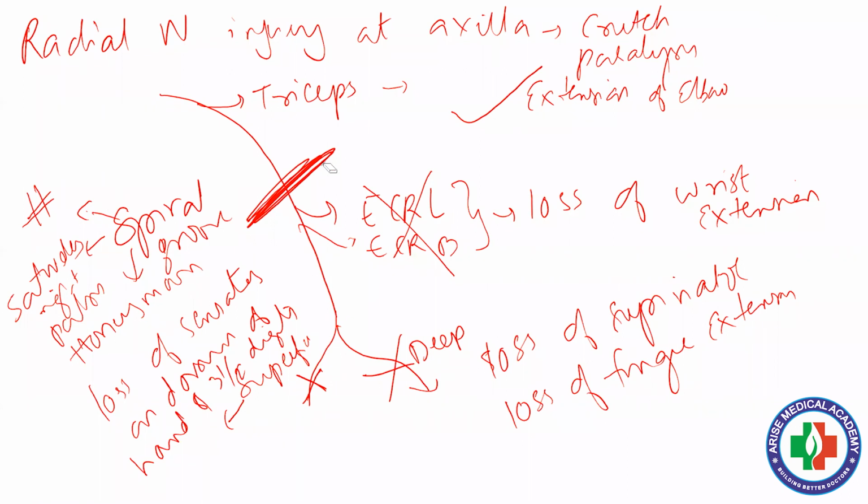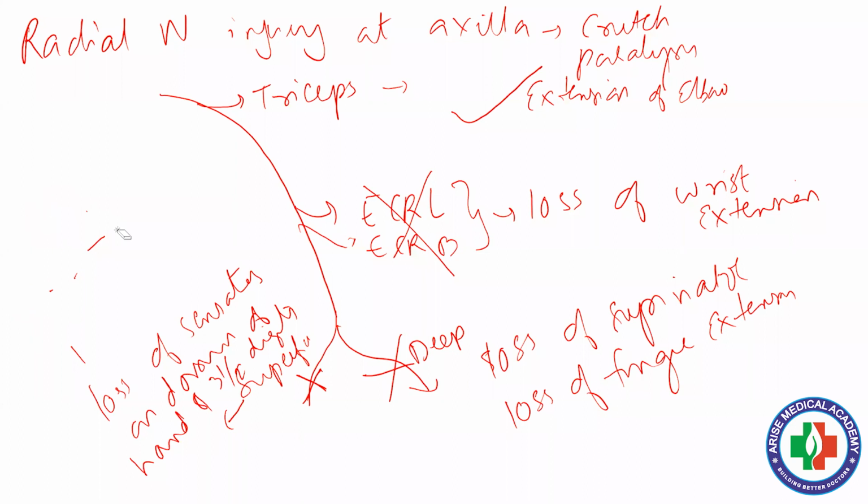But if there is damage at the elbow, just imagine near the lateral epicondyle, just before the division, for example a fracture of the lower part of the lateral epicondyle, you'll have only cutaneous loss as well as finger drop. There will be cutaneous loss and finger drop.